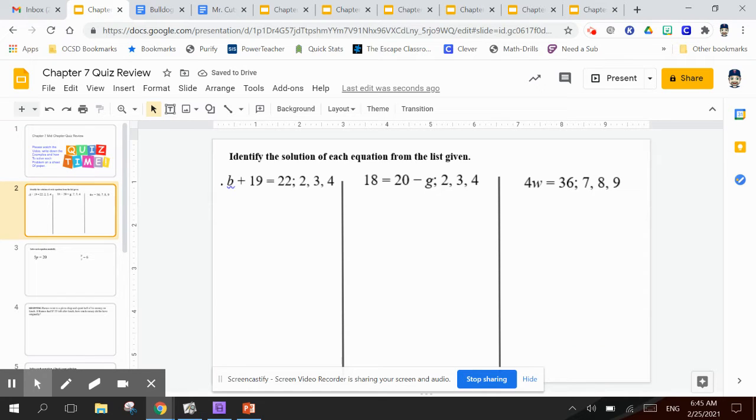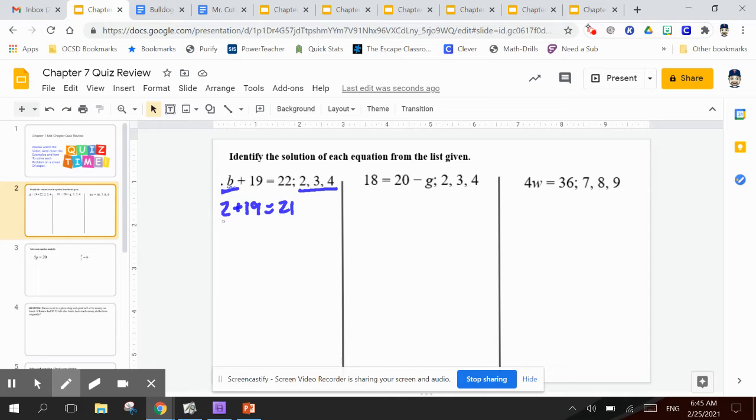In these three problems, we have to identify the solution of each equation from the list given. So that means that with these three numbers, I have to decide which one fits to make this a true statement. So I try each number. So I take out my variable, I put in the first value. So 2 plus 19 equals 21. Does 21 equal 22? No.